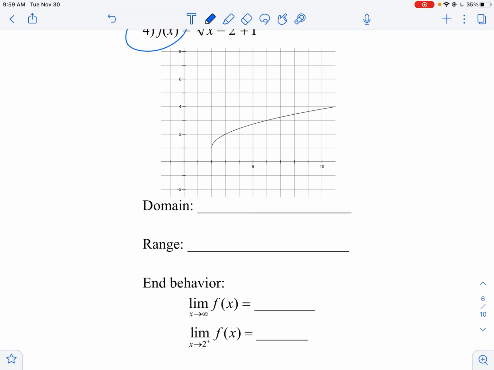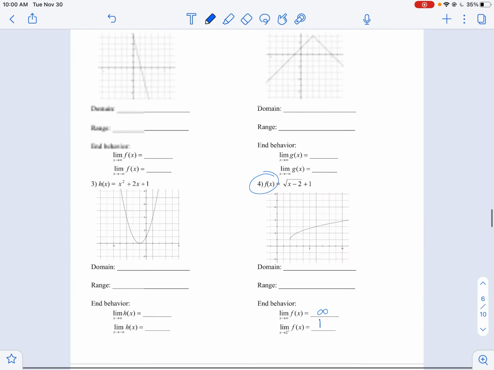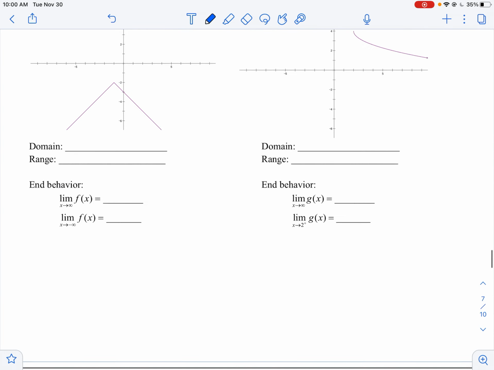Did you get it done? Did you realize that on the right side here, it continues to go up and up and up, and so you're going to put positive infinity. This one here, what's happening on the left side as x approaches 2, which is here? Well, it's getting closer and closer to this y value here of 1. So you put 1. That's it. It's approaching a height of 1, so you put 1. Ta-da! End behavior. Easy peasy, right?